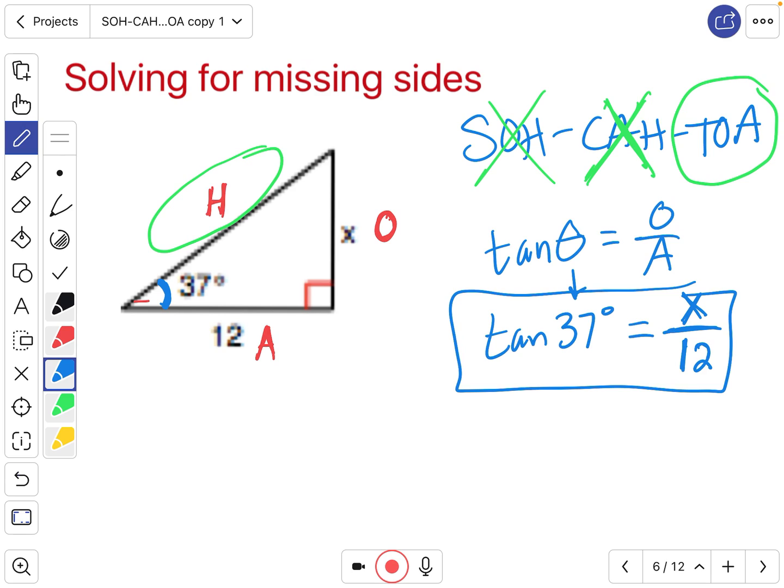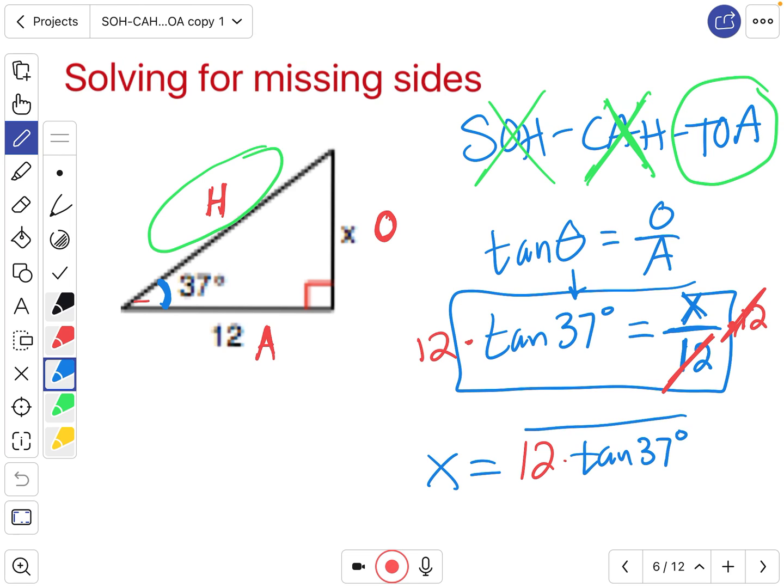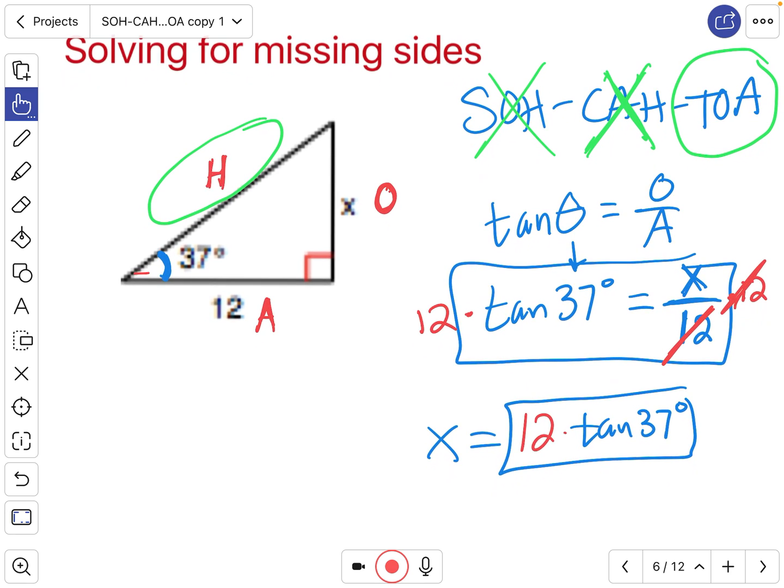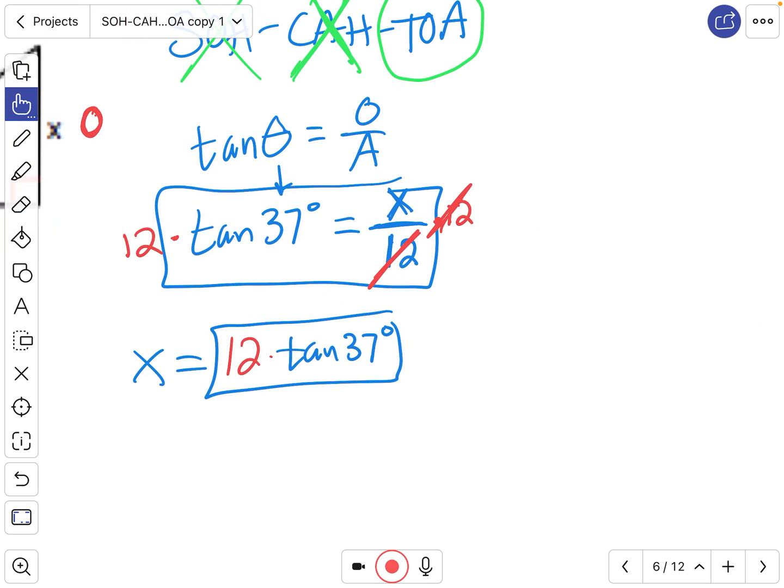Once you've set up the ratio, we plugged in our known values, now our job is to solve for x. Notice x is on top on the right-hand side, so in order to get rid of that 12, we would have to multiply 12 to both sides. It's going to cancel the 12 on the right side, and what you're left with is x equals, I guess, 12 times that tangent of 37. This is the stage where we would enter this on our calculator.